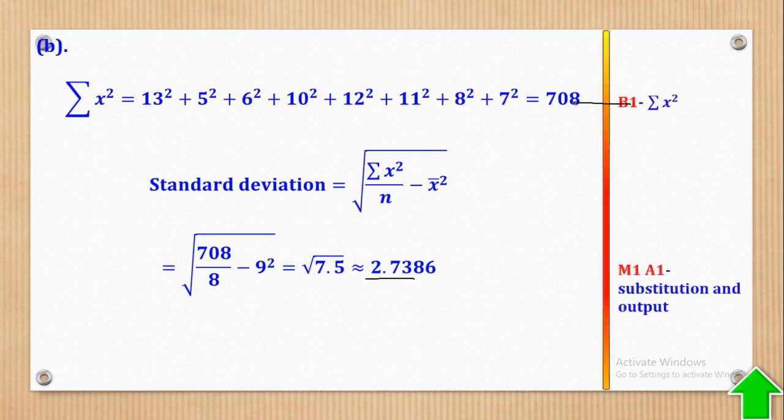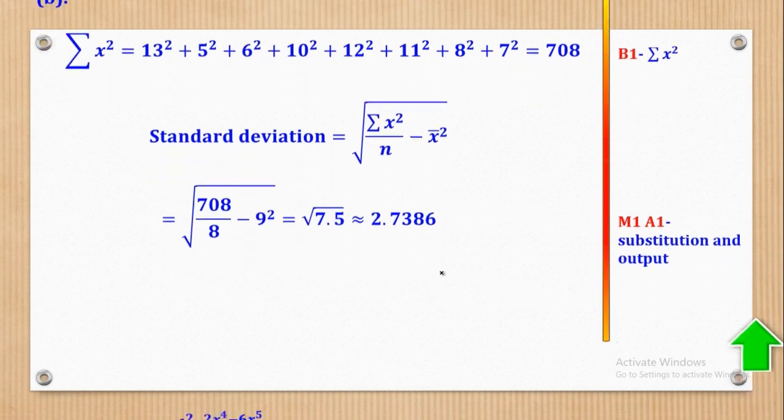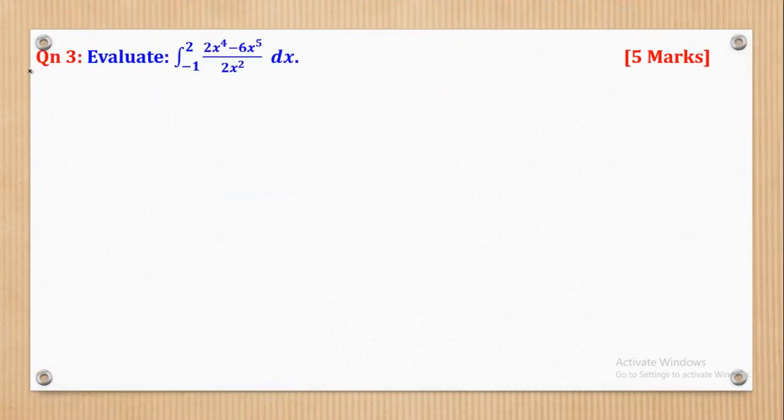So B1 will be for getting summation of x squared, M1 for this substitution, and A1 for the output. So that was question 2. Now we shall go to question 3, which says evaluate this integral.